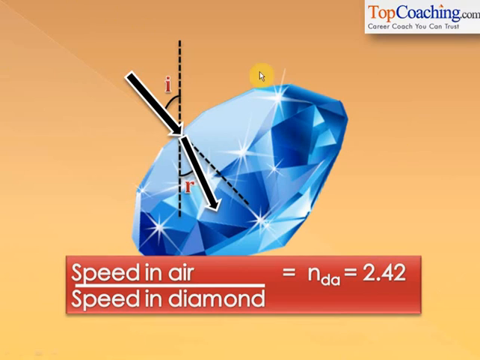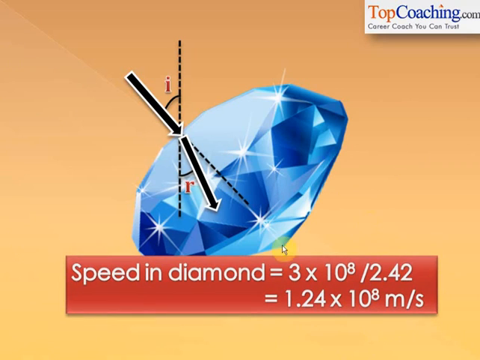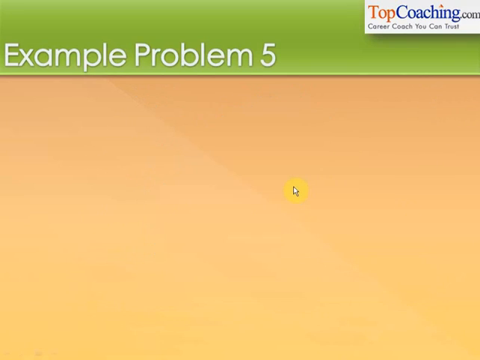Or you can say that the speed of light in diamond comes out to be this expression, as the speed of light in air is given. Hence, the speed of light in a diamond is 1.24 into 10 raised to 8 meter per second. That's our answer. It is less than the speed of light in air. After all, the refractive index of diamond is greater than that of air.